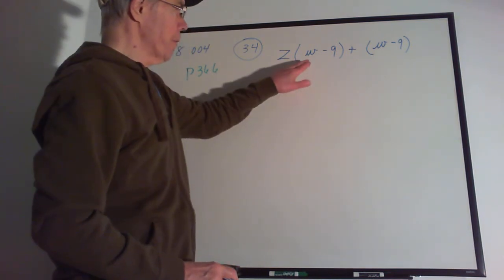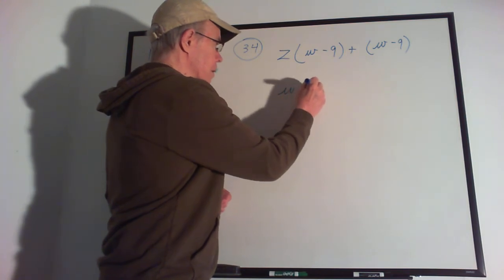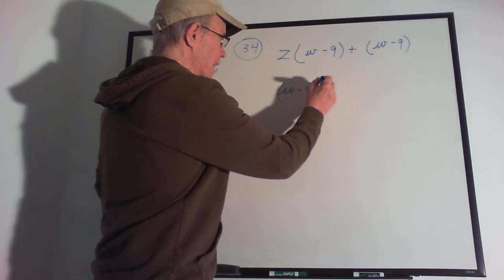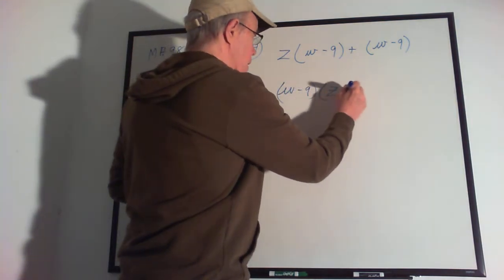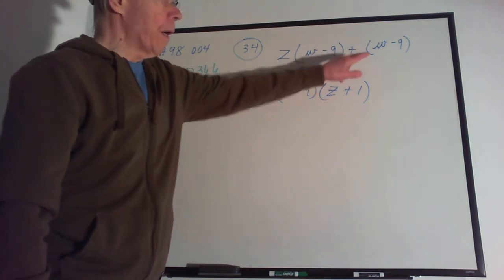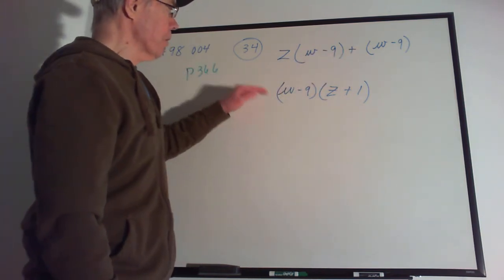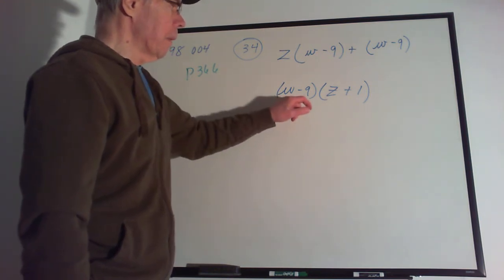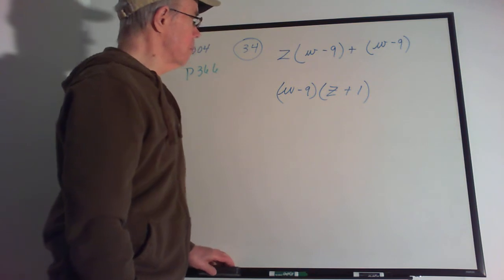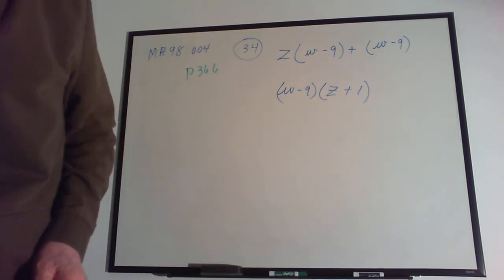All right, with number 13, you have a common factor. This factor happens to have two terms in it. The second one is going to be z plus 1. All right, there is a 1 here, but we don't write it. You have to remember that. So your answer to this problem is w minus 9, in parentheses, z plus 1.